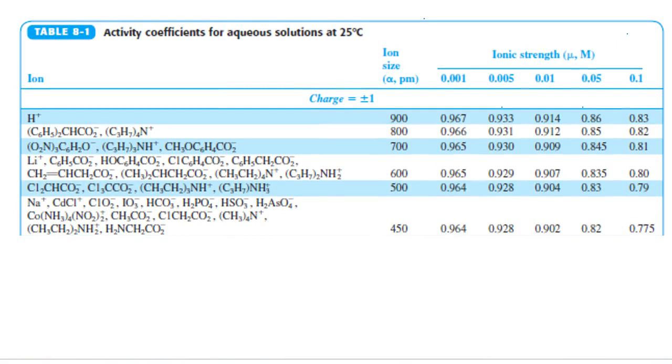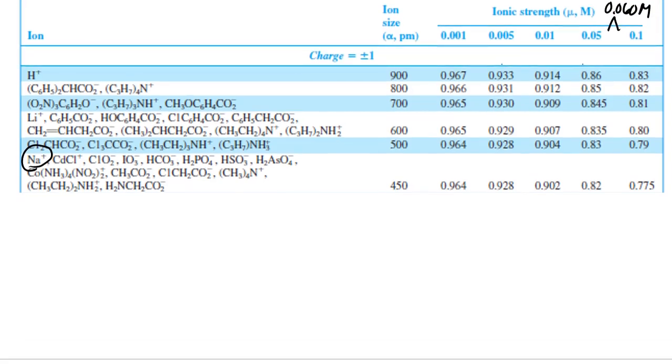So let's see if we can find the activity coefficient at this ionic strength. Oh, and I see sodium, but I don't see an ionic strength of 0.060 molar. So this is where we have to interpolate. And when we interpolate, I like to set up a little chart for myself. I make a column for ionic strength and a column for the activity coefficient, and I pick an ionic strength just below and above the missing ionic strength.